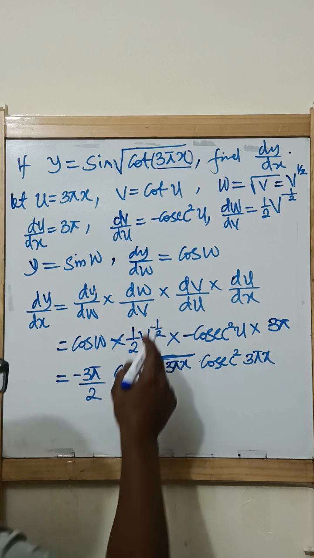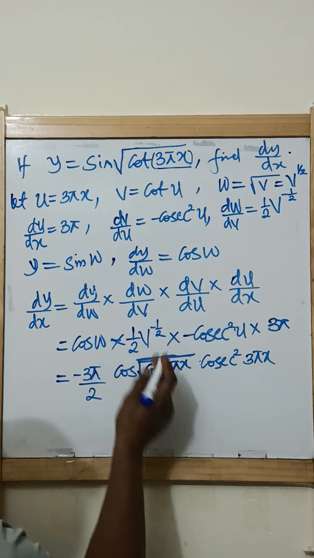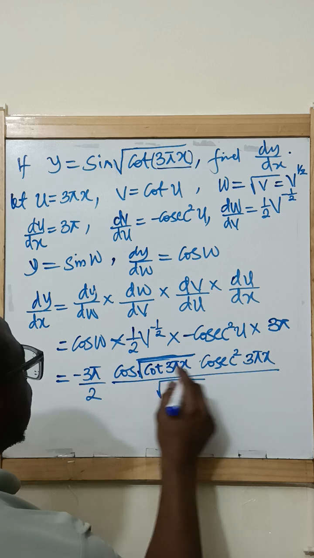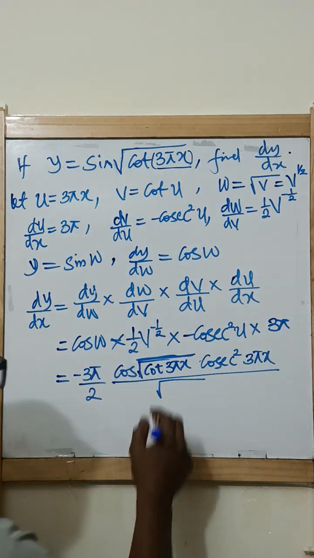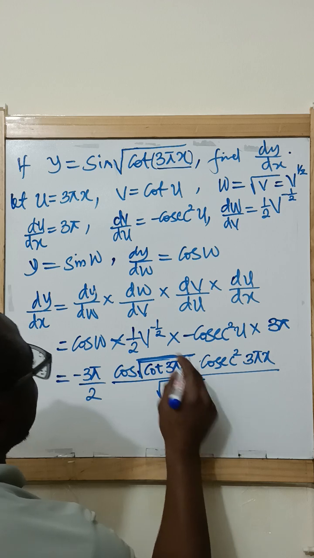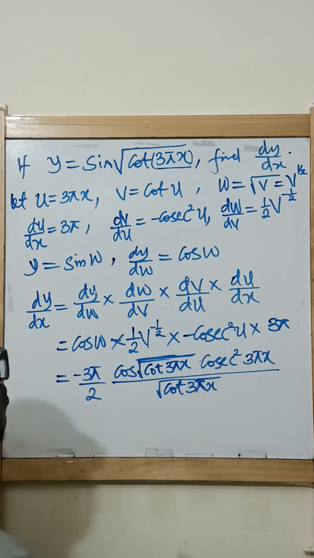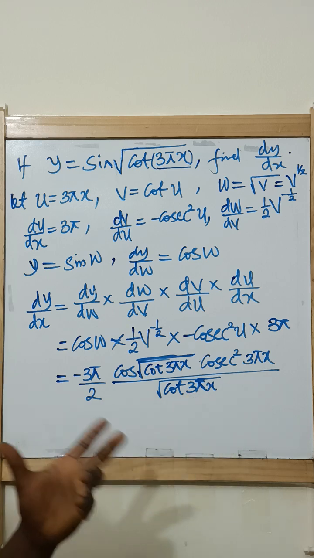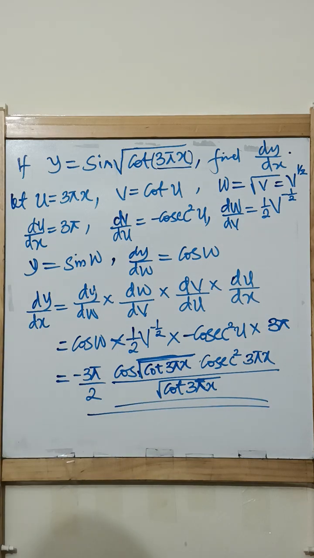So this v is going to come to the denominator, that is the square root of v. But what is v? V is cot u, and u is 3 pi x. So this is how we replace everything there. And this is the final expression, so this is the final answer. Thank you.